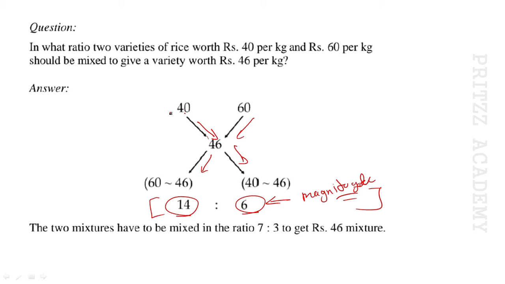Okay, we just need to apply this allegation rule and you will be able to solve any question where you have to find the ratio for a given mean price or average price. And as this ratio is 14:6, we have to rewrite it in reduced form, so just divide by a common number, that is 2 for both 6 and 14, and this will be 7:3 for the mean price 46.